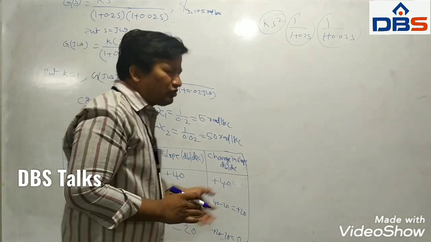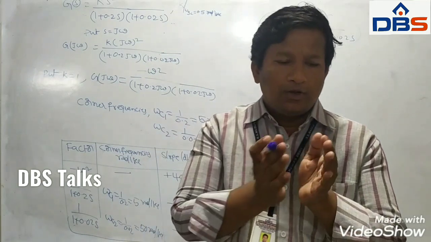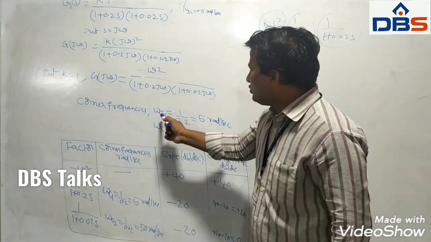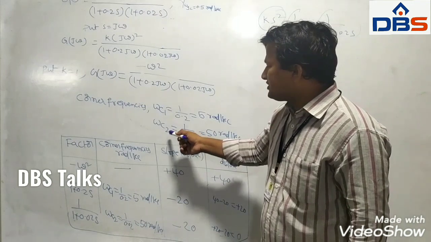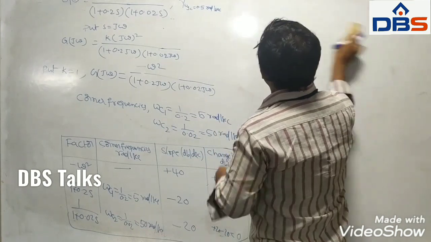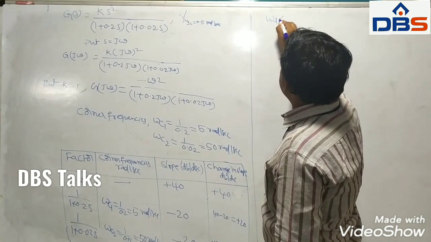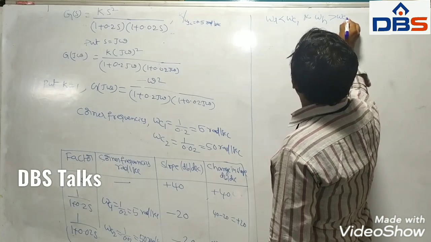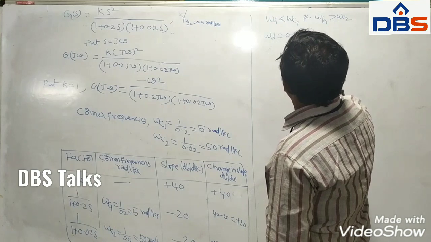Now we have to assume two corner frequencies. Let us assume a lower corner frequency less than the first corner frequency, and a higher corner frequency greater than omega c2. That is, omega L less than omega c1 and omega H greater than omega c2. Let us assume omega L equal to 0.5 radians per second.